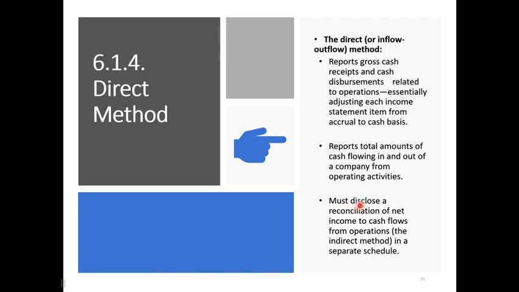Lepas tu, must disclose a reconciliation of net income to cash flows from operations, the indirect method, in a separate schedule. Okay, so sekarang kita akan tengok format statement of cash flow. I akan tunjuk macam mana nak buat cash flow ya. So inilah untuk 6.1. Next video you akan tengok step by step untuk buat cash flow.